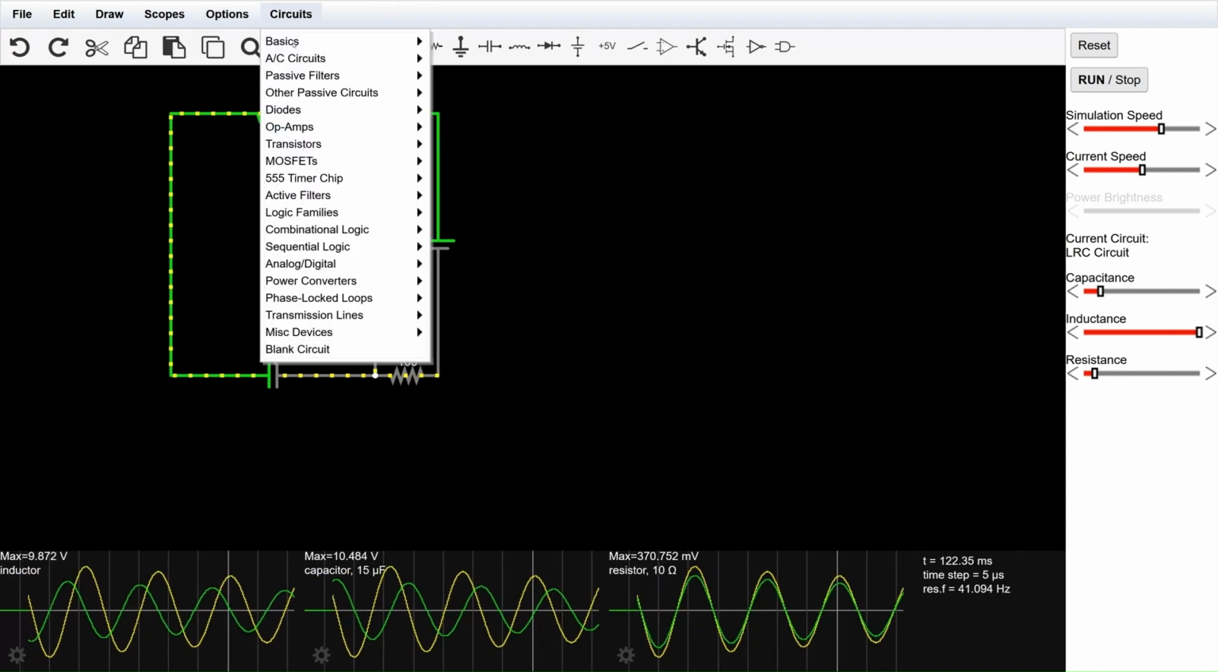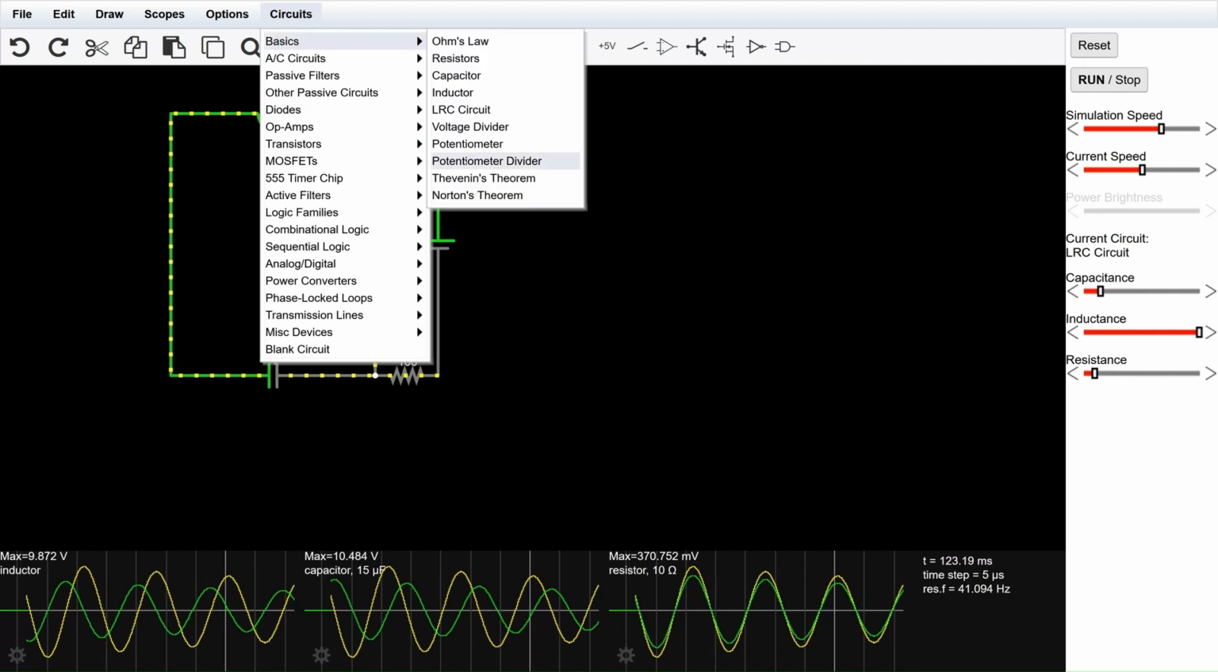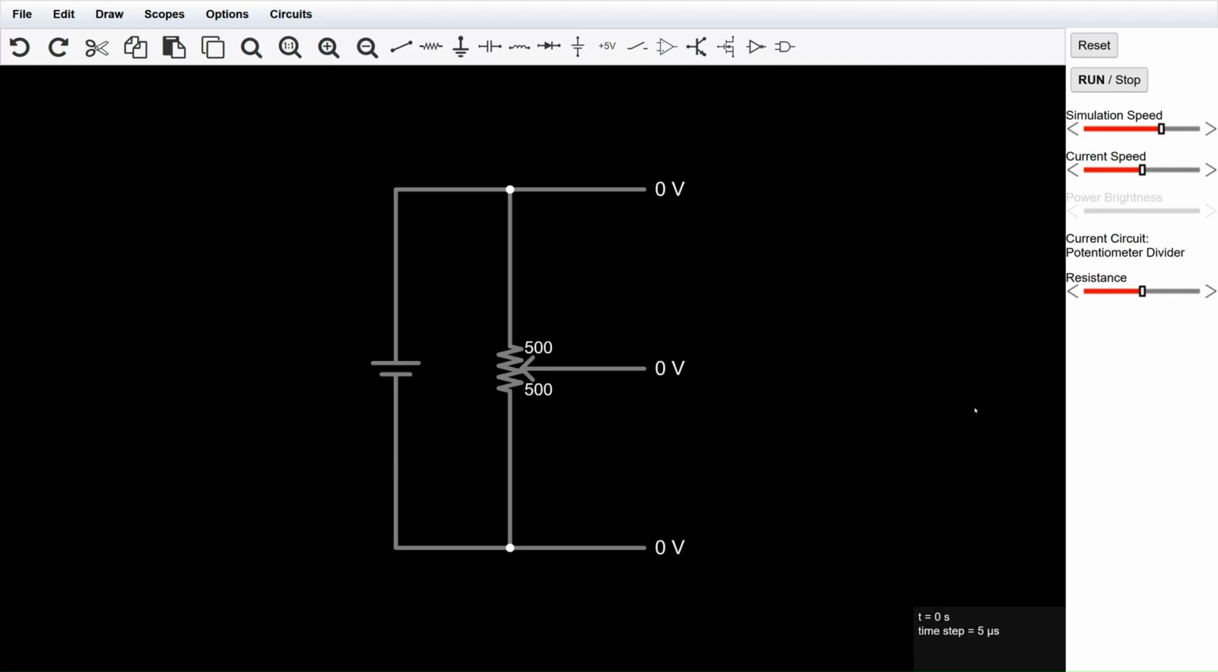Hey everyone, we're looking at the potentiometer divider circuit from the Falstad simulation series. A potentiometer divider circuit is simply a variable voltage divider. The potentiometer has 3 terminals, 2 ends of a resistive track, and 1 movable wiper. As the wiper moves, it changes the ratio between the 2 resistances, which in turn changes the output voltage. This makes it useful for adjusting signal levels, tuning circuits, and controlling inputs like volume or brightness.